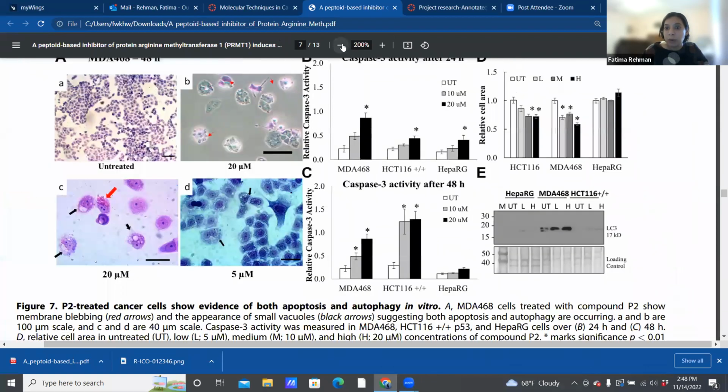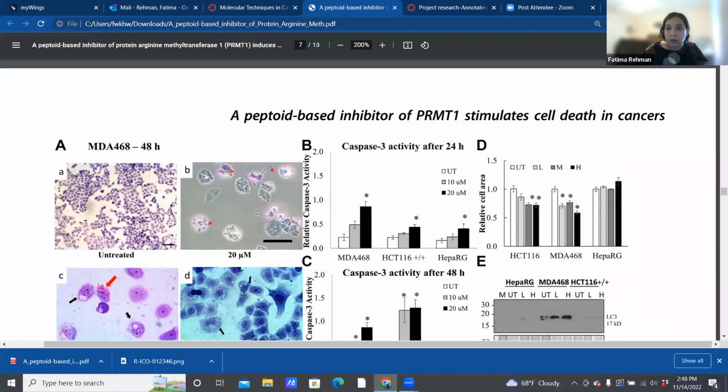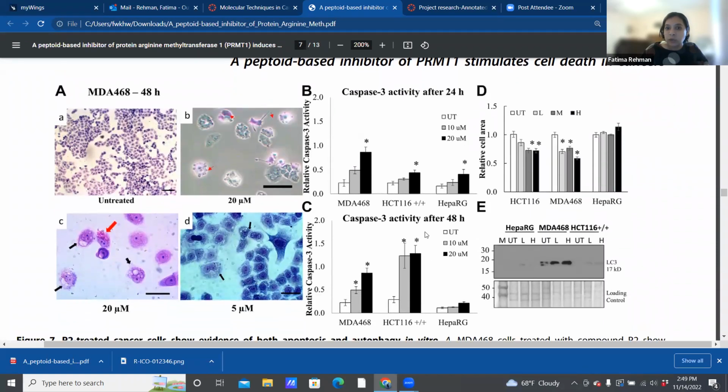Caspase-3 is a very good marker to examine. So let's look at these markers. This is looking at caspase-3 activity at 24 and 48 hours of treatment. What do you find? Again, you have three cell lines: MDA, HCT, and HepaRG, the liver cells. What do you find for caspase-3 activity? You're looking at panels B and C.